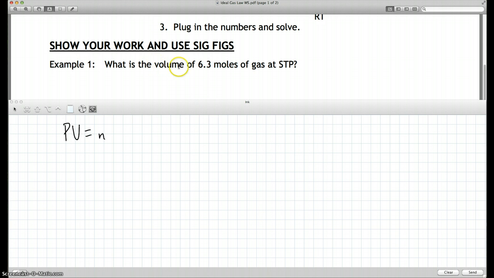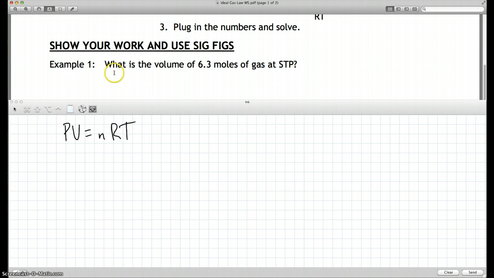Also, I'm looking for one volume. I've got moles, and I've got a temperature and pressure. I only get one of everything. I don't have a starting and ending. So that's another tip, that it's not like the previous gas laws we talked about, but instead it's PV equals nRT.